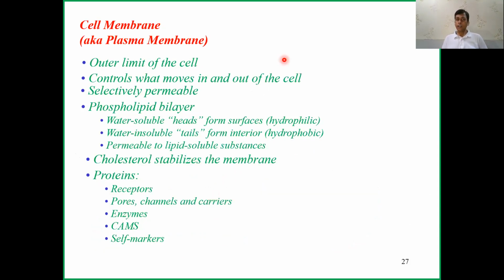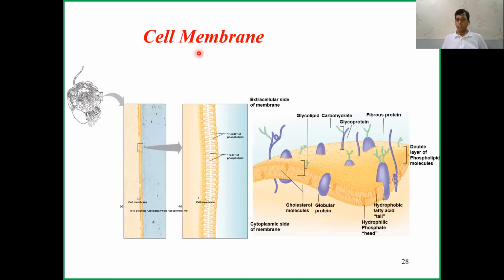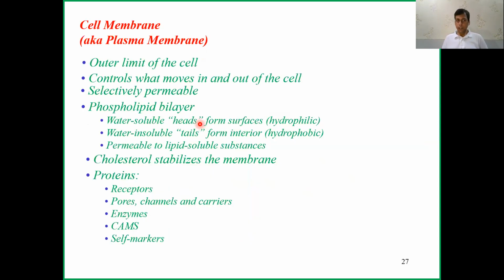Very important and interesting is the cell membrane, also called the plasma membrane. If this is the cell structure, and this is the cell membrane, and you take a bigger picture of the cell membrane, then you will get this picture. You can see the cell membrane is the outer limit of the cell, and it controls what moves in and out of the cell.